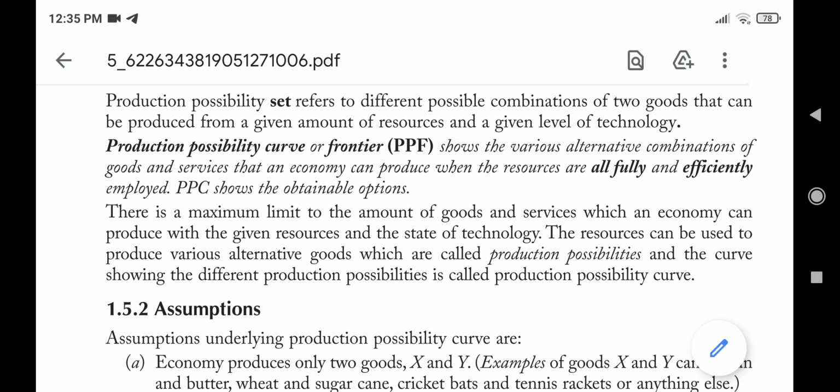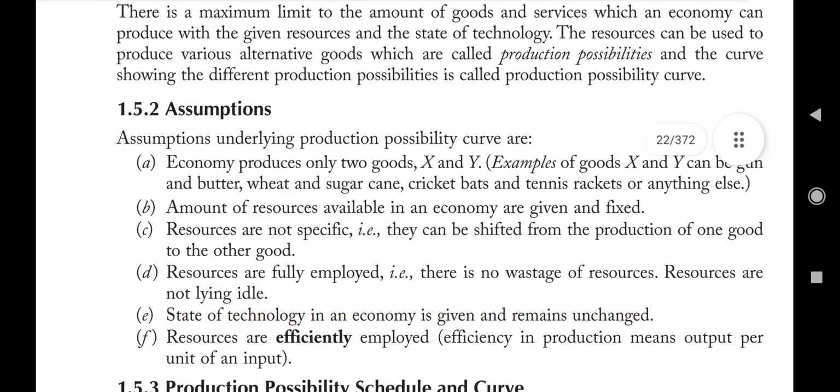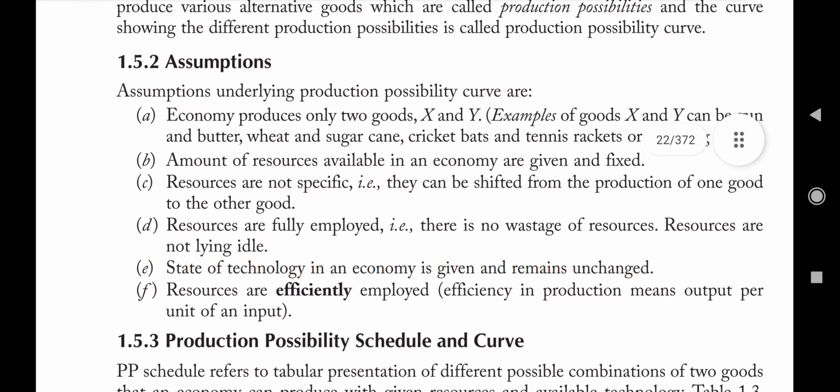If we go with the production possibility curve, then we have various assumptions. The first assumption is that the economy produces only two goods, like bread and butter, or wheat and barley, or X and Y. The next assumption is that the amount of resources available in the economy is given and fixed. The next assumption is that resources are not at all specific; they can be shifted from one good to another good.